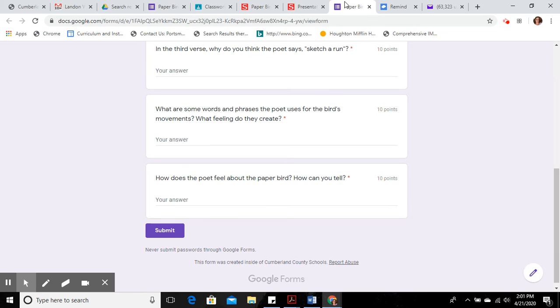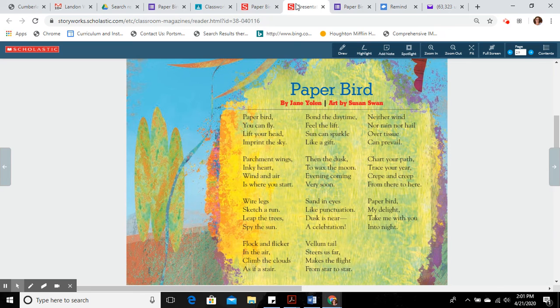And how does the poet feel about the paper bird and how can you tell? Well, the poet's using lots of positive language about the paper bird. So I'm pretty sure if the poet is using positive language in the poem, it's not going to be a negative reaction. So the poet is using positive language, and you need to use that clue.